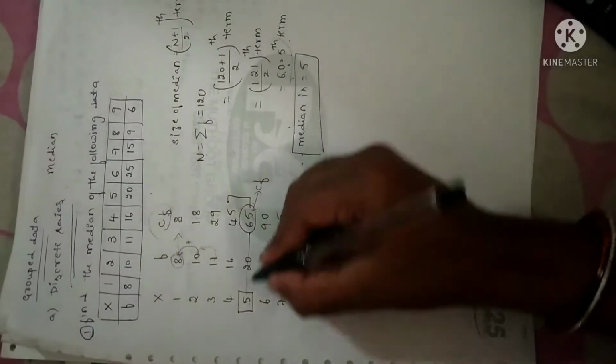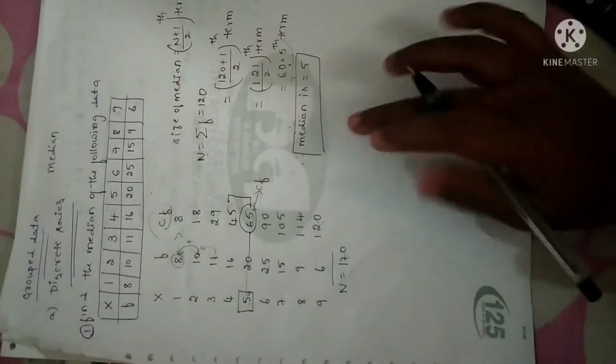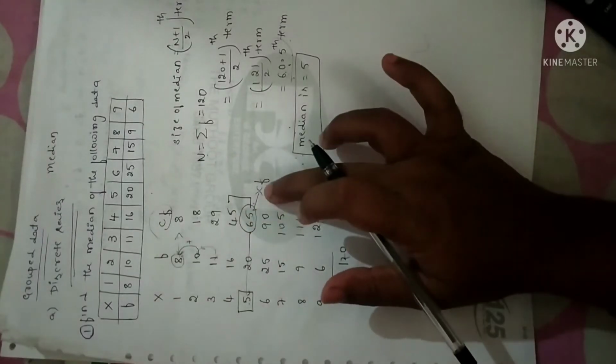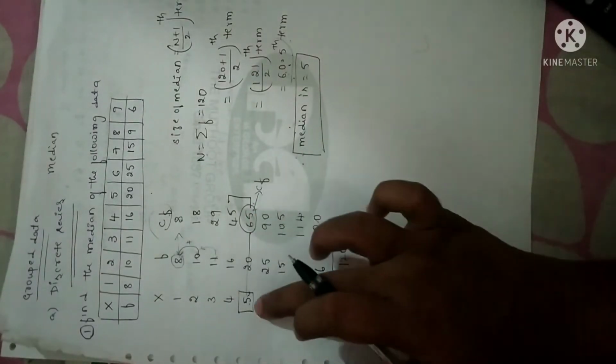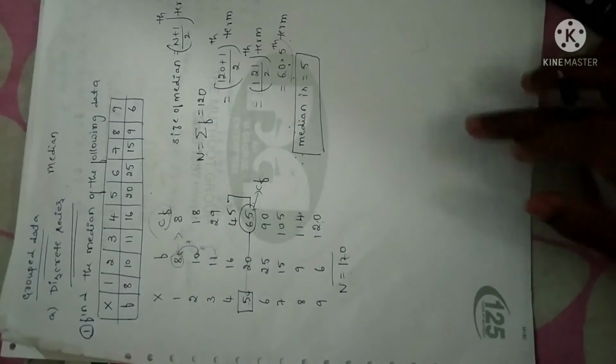The corresponding x value is the median. Remember, 65 is only the cumulative frequency. The corresponding x value, whatever you have, that will be the median. Hope it is clear.